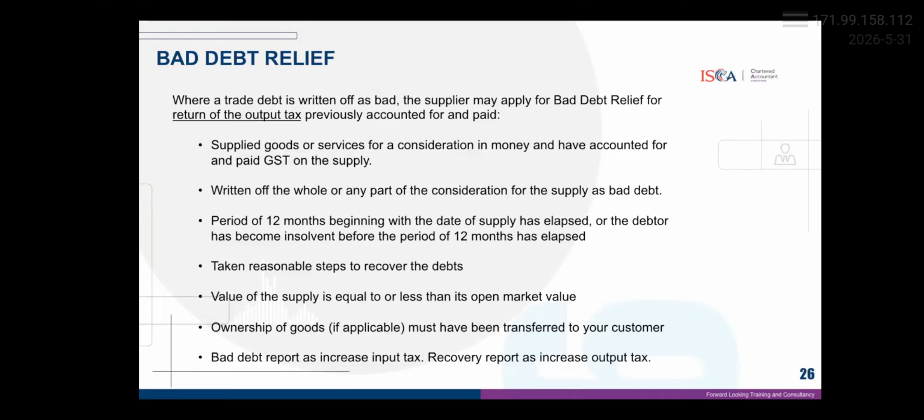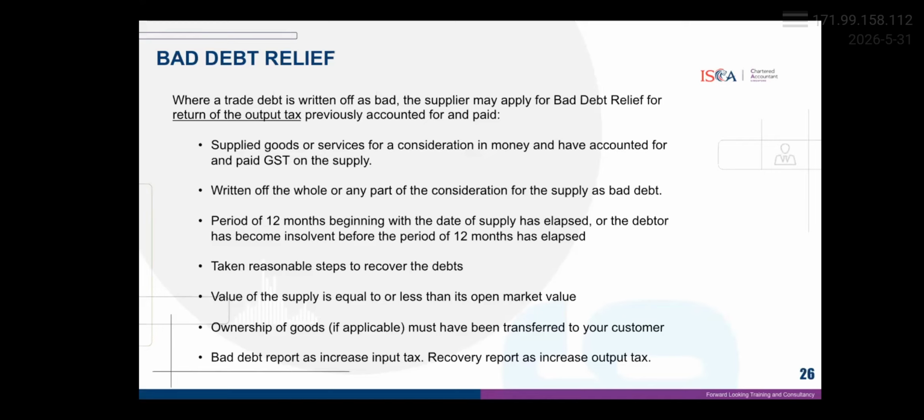Your customer runs away, your customer disappears, cannot pay you, may be liquidated, it becomes a bad debt to you. You cannot recover the amount that you have charged them, which includes GST. The Inland Revenue allows a bad debt relief so that the GST that you cannot collect from your customer can be claimed back from the government.